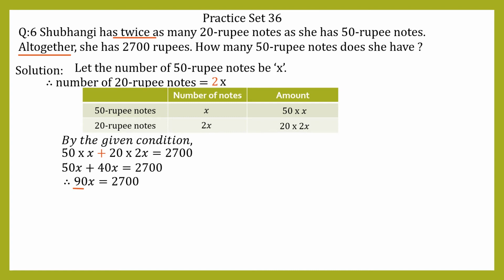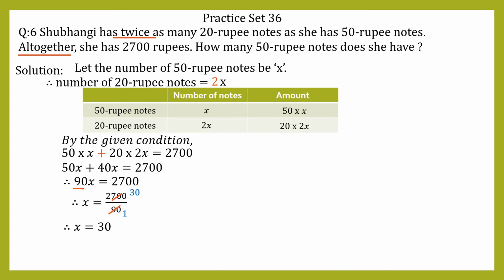Now this 90 you can see is in multiplication with x. So multiplication changes to division. So x is equals to 2700 upon 90. Now 90 ones are 90, 30s are 2700, or you can cancel 0 and 0, and then 9 ones are 9, 9 threes are 27 and 0 remains, so we get 30. So x is equals to 30.